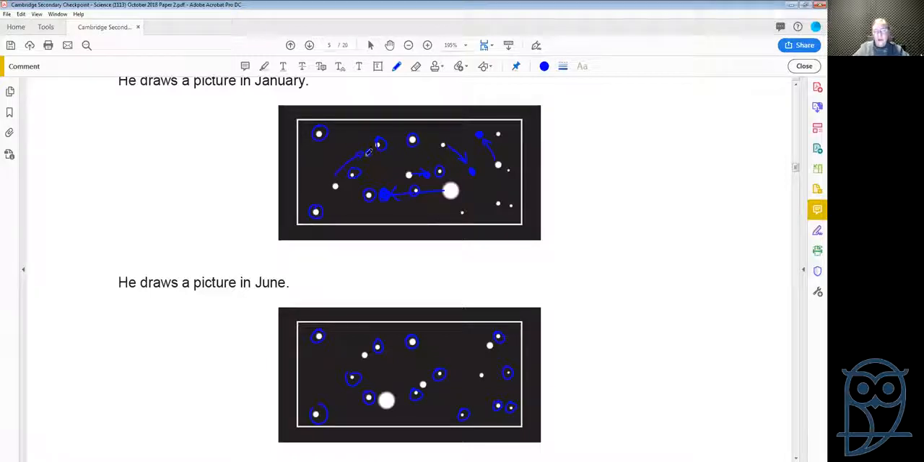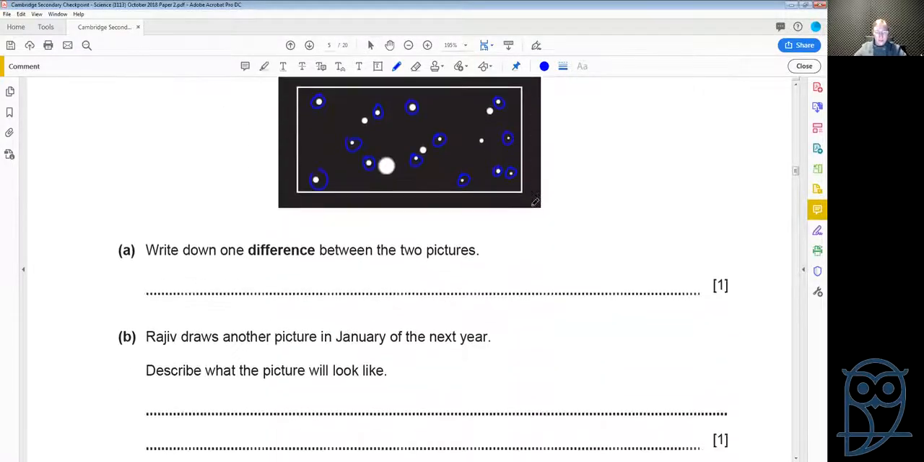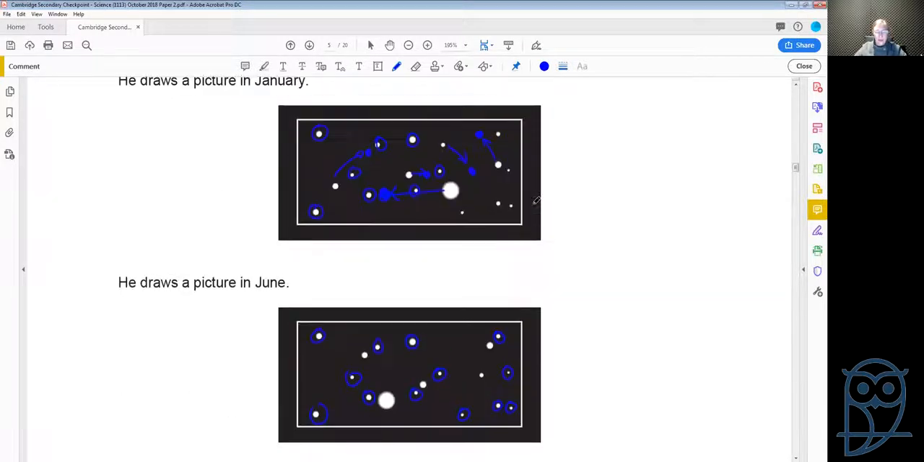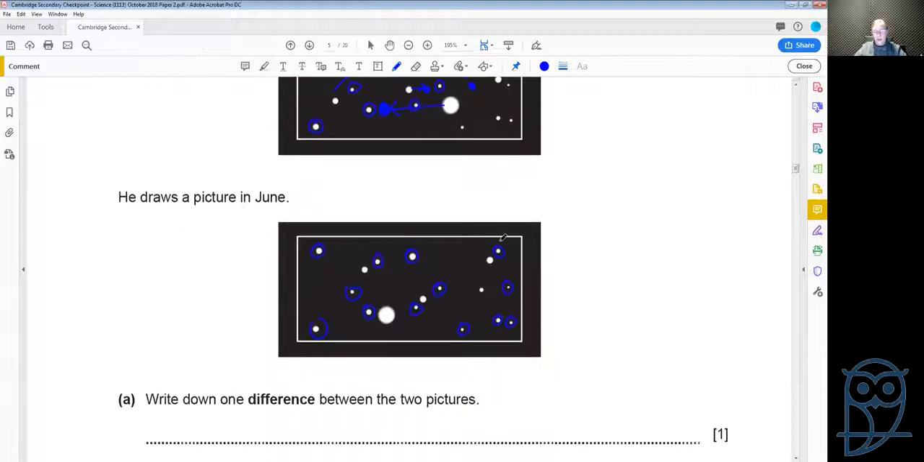So now we can see sort of what has happened here. So this is obviously a picture of some kind of planet with its moons, just due to the fact that we can see these stars wandering. The definition for planet means wanderer in the old language. So we see here we've got a planet, and then we can see how these have moved. So write one difference between the 2 pictures. So just one. So we can just write about the big star.